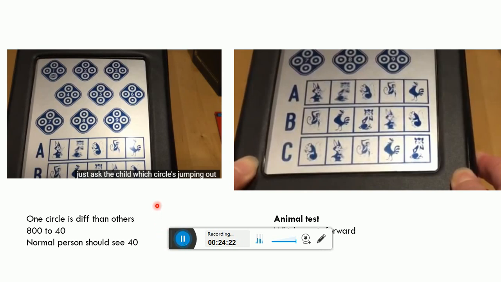A stereo acuity of better than 250 seconds of arc is said to exclude significant amblyopia, while a stereo acuity of worse than 250 seconds of arc may be an indicator of amblyopia.